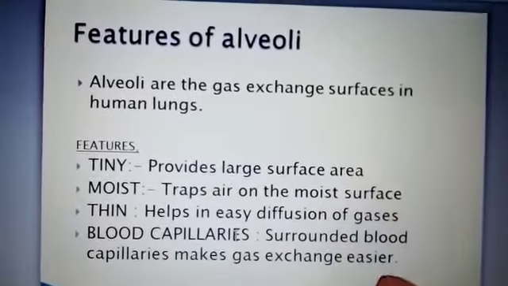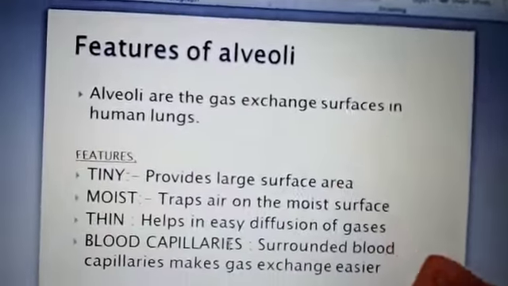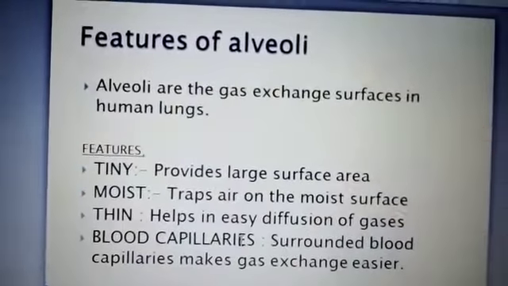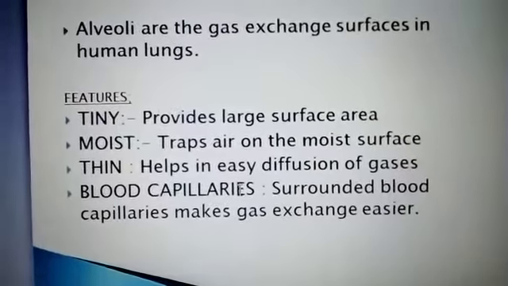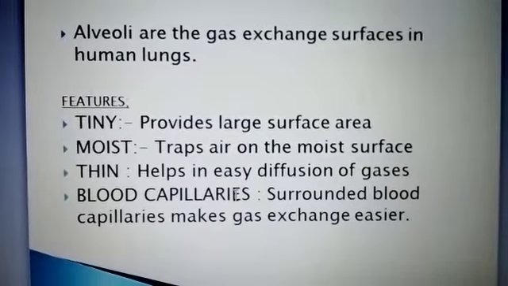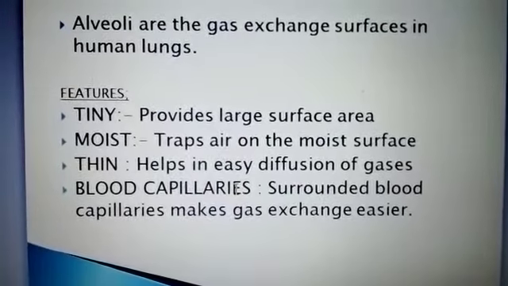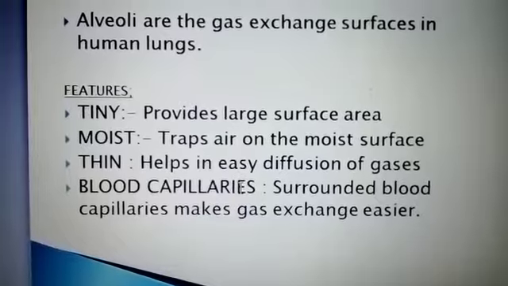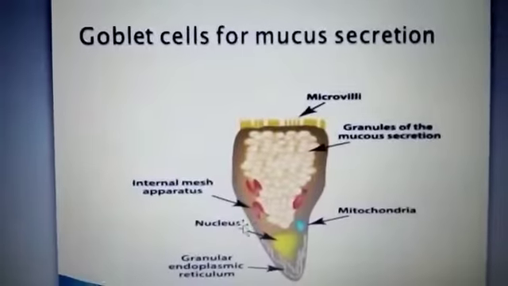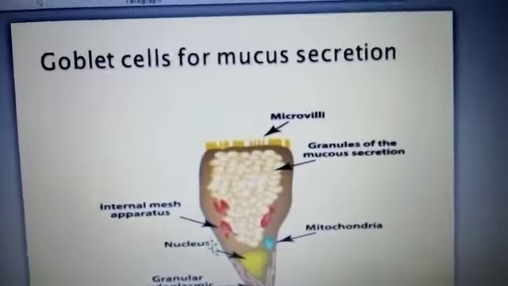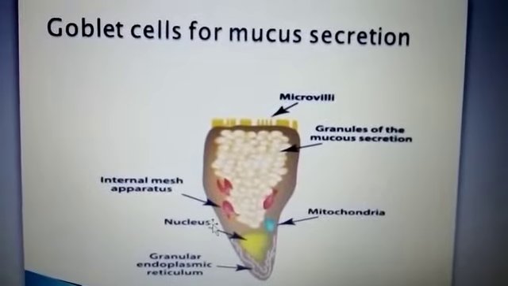Importance and, see, this part you should read carefully and study. Tiny provides large surface area, moist traps the air on the surface, thin helps the easy diffusion of gases, blood capillaries also help in the easy diffusion or exchange of gases.